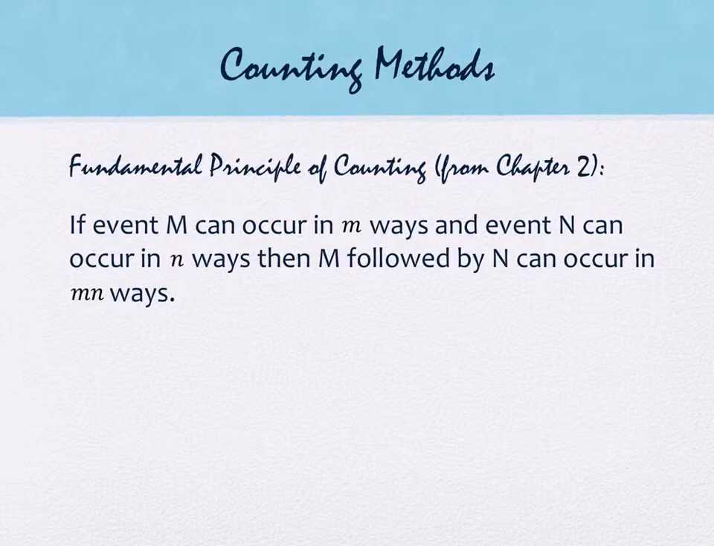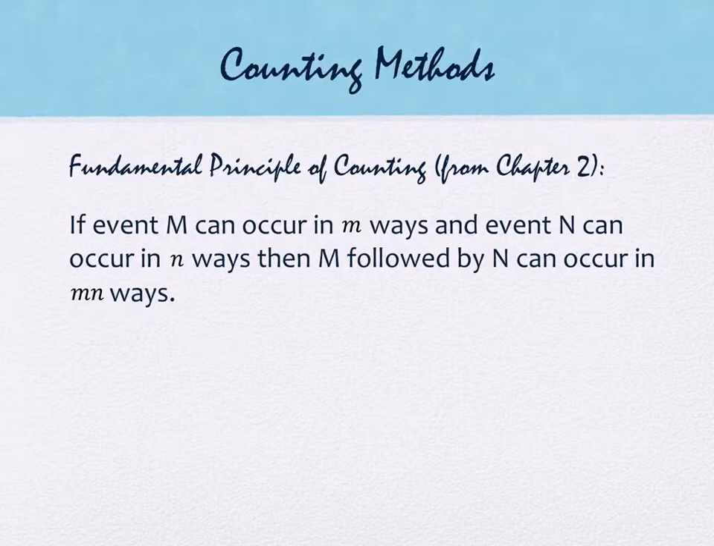Now this is the other thing that we're going to need in advance of being able to do permutations and combinations. This is called the fundamental principle of counting. For those of you who have had what we used to call elementary math 1, you've seen this before. It's in chapter 2 of this textbook. It says the following: if event capital M can occur in little m ways, and event capital N can occur in little n ways, then event M followed by event N can occur in m times n ways.